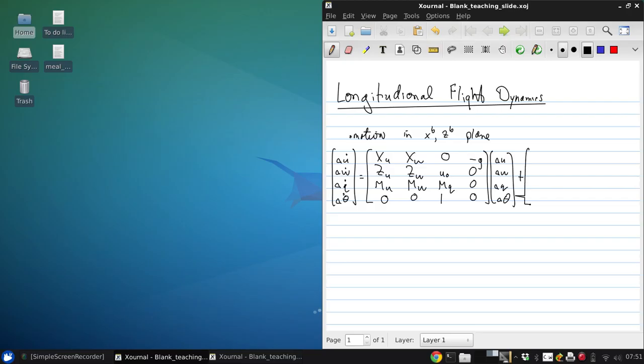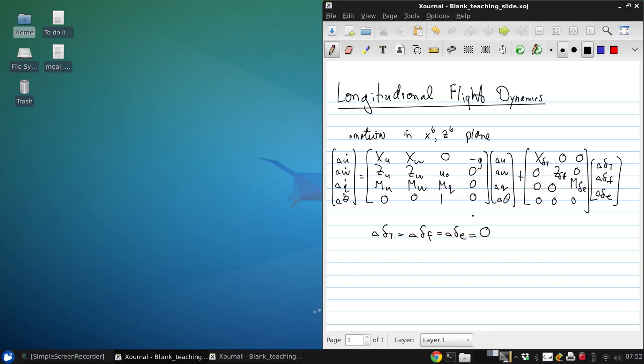For completeness, we also have the control contribution, which involves X delta thrust, Z delta flap, and M delta elevator, times delta delta T, delta delta F, delta delta E. Now, remember, we're only considering the fixed stick flight so that the control input perturbations are zero. So we can drop the second term. Now, these dimensional stability derivatives in this 4x4 matrix are given by the following expressions.